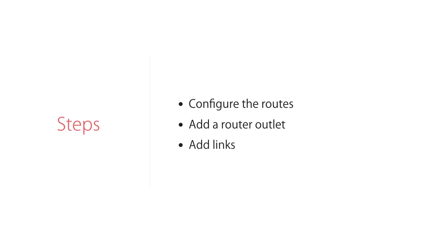Now, there are 3 steps to implement navigation. First, we need to configure the routes in our application. Each route determines what component should be visible when the user navigates to a certain URL. So a route is the mapping of a path to a component. Second, we need to add a RouterOutlet, and that is where we display the corresponding component when a given route becomes active. And finally, we need to add links. Over the next few lectures, we're going to explore each of these steps in detail.